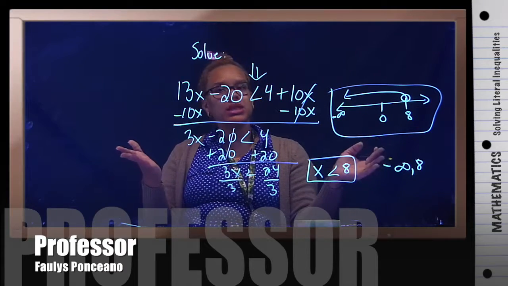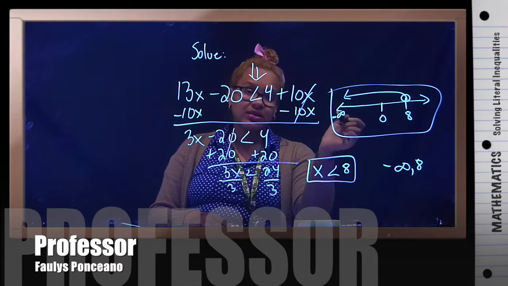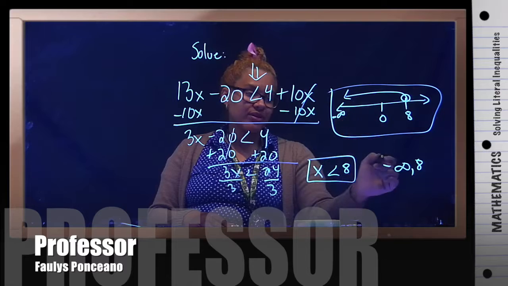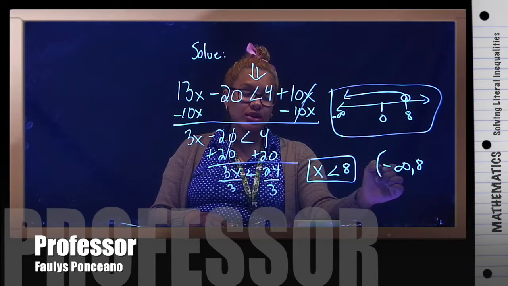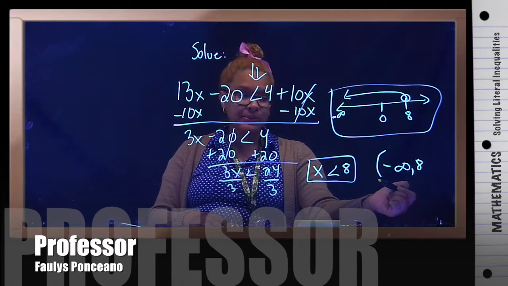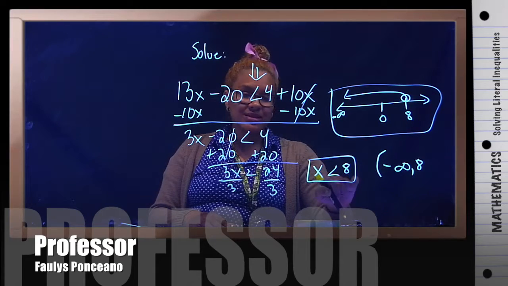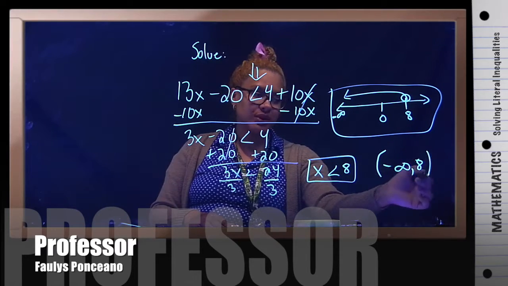Well, there's something missing there. The infinity signs always have parentheses because the number is not included. You don't know when it's going to stop. For 8, since it is less than, this is also parentheses.